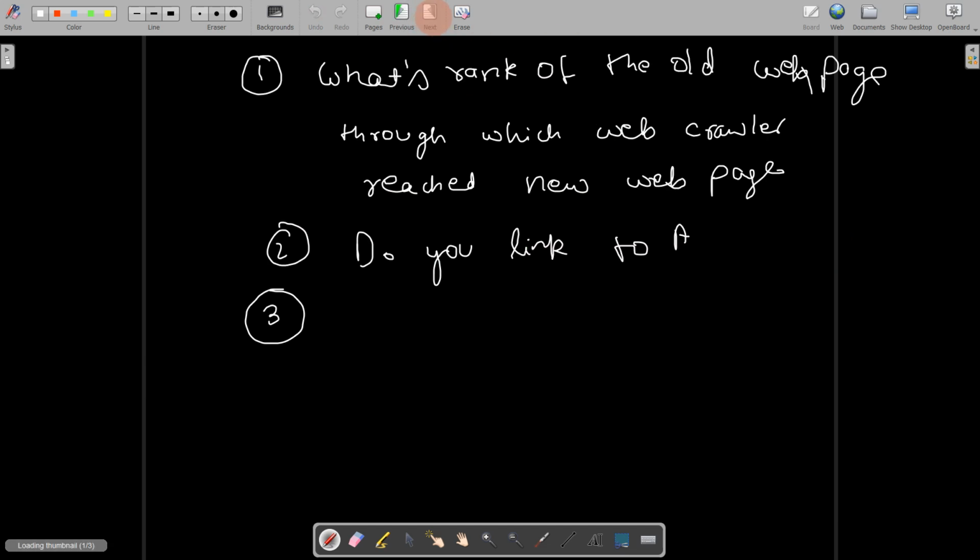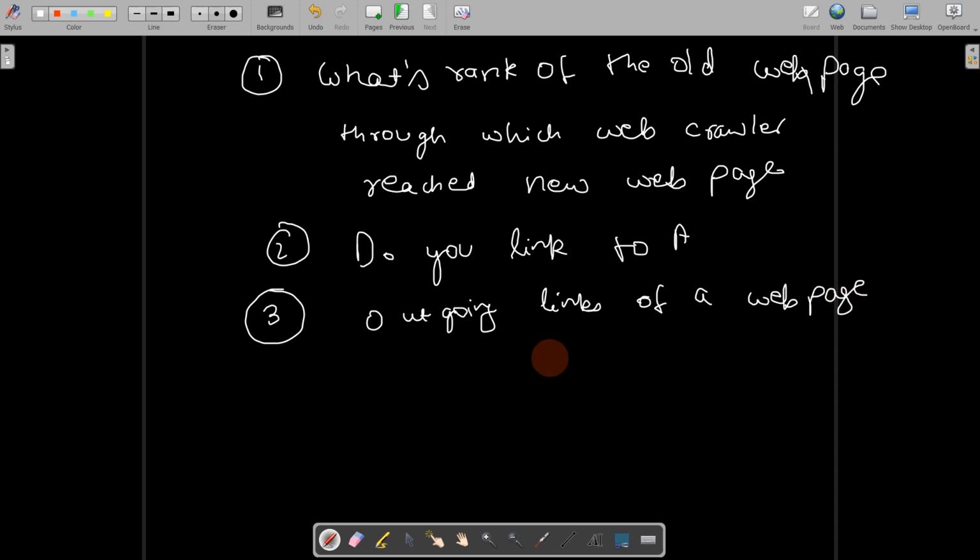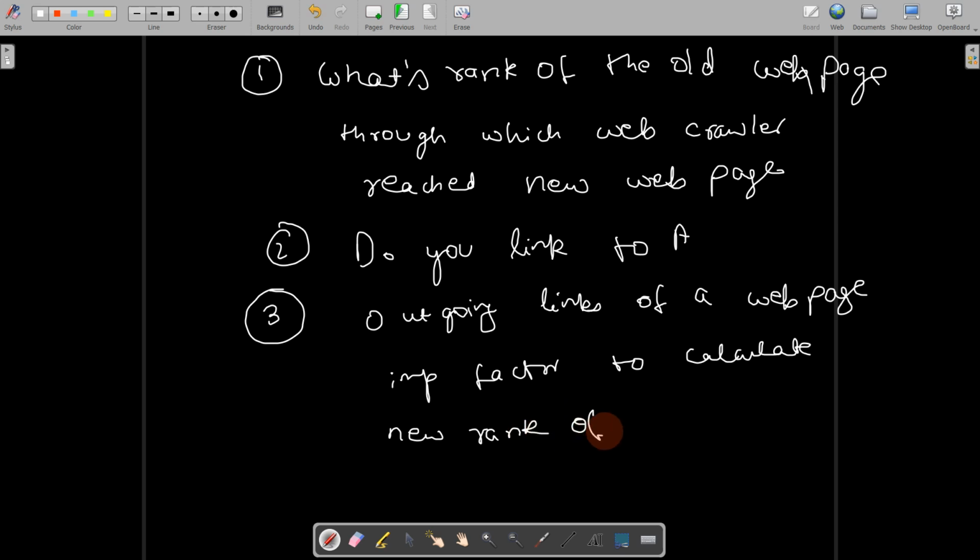So the outgoing links of a web page is also an important factor to calculate the new rank of connected web pages.